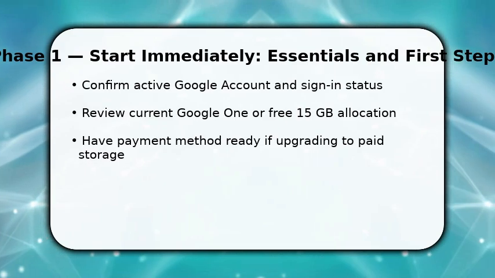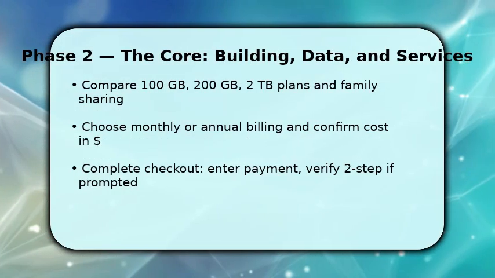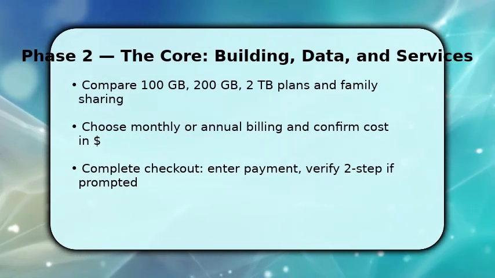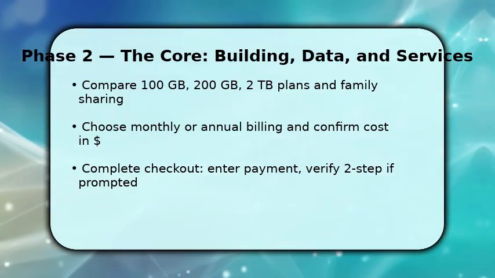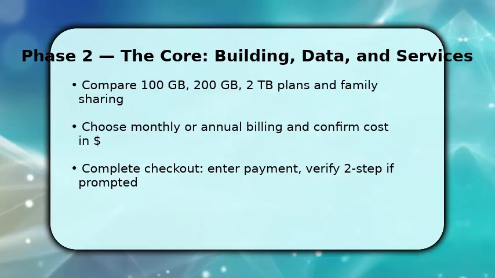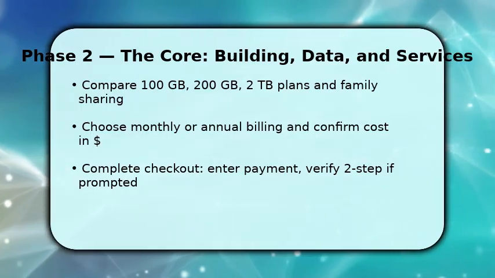Next, you compare available plans: 100 GB, 200 GB, 2 TB, evaluating price, family sharing, and benefits. Once you pick a plan, choose monthly versus annual billing. Annual often saves money over time.